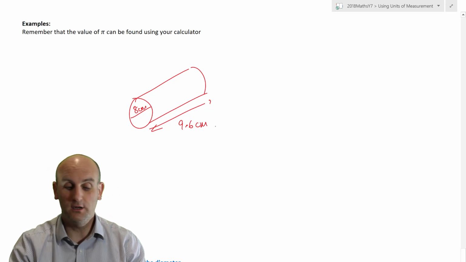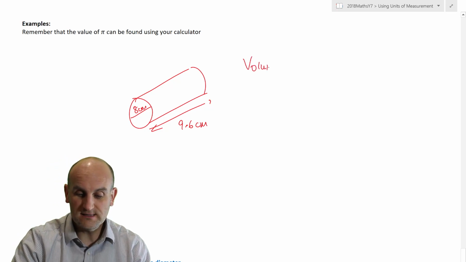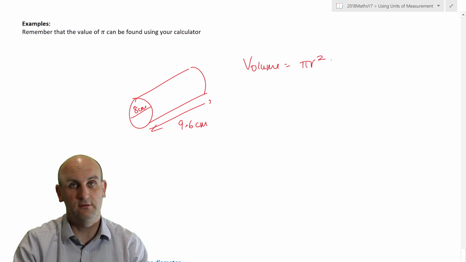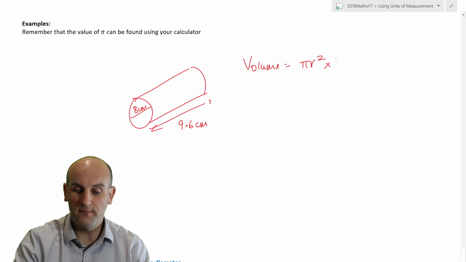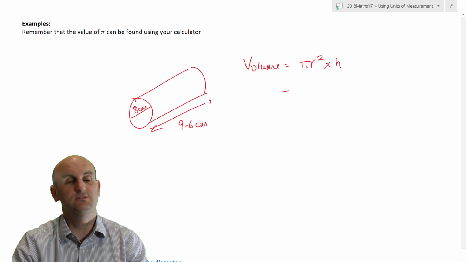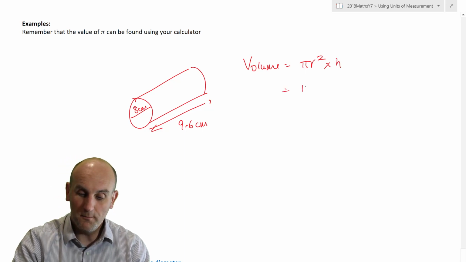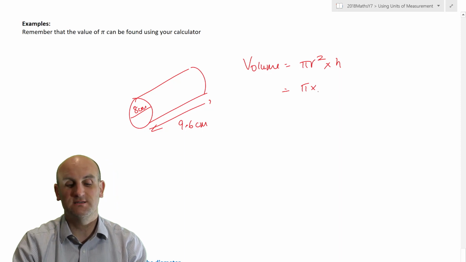We're trying to find the volume. So the volume is equal to my area of cross-section, which is pi r squared, area of a circle, times how far back it goes. In this case, we're going to say h, d, doesn't really matter. So pi times, now, radius squared.